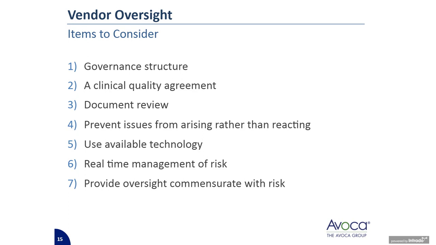So when it comes to vendor oversight, and these are the items I'm going to speak to next, these are the ones you should consider. First of all, a governance structure, a clinical quality agreement, review of all documents. You want to prevent issues from arising rather than reacting. You're going to use available technology. There'll be real-time management of risk, and you're going to provide oversight commensurate with that risk.